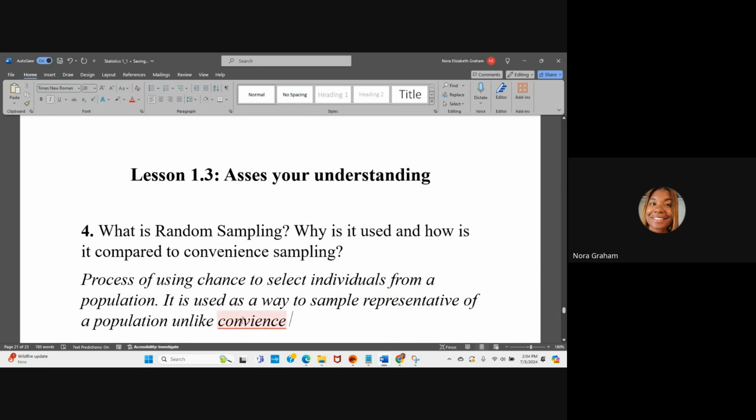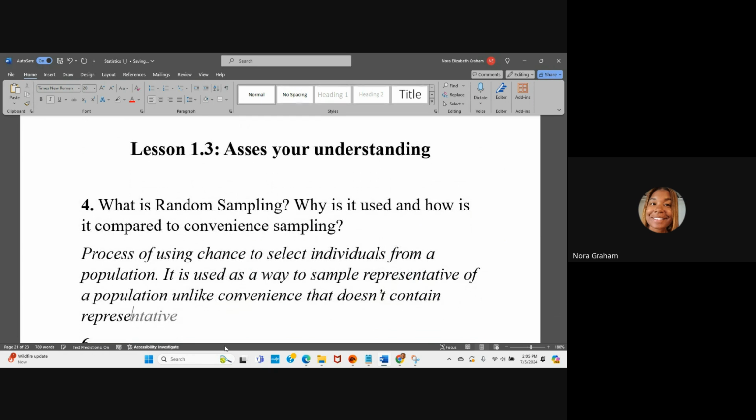Unlike convenience, that does not contain representative in a population. And what I mean by representative is like that baseball example that I told you.